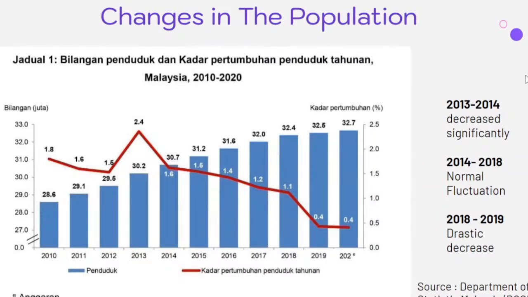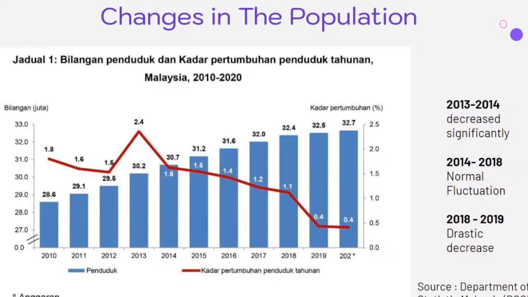Now I will continue to explain about the change in the Malaysian population from 2010 to 2020. In 2010 to 2012, there was a decrease in the population growth rate from 1.8% to 1.5%. In 2013, there was an increase in the population growth rate from 1.5% to 2.4%. This increase was due to the decrease in the birth rate of population from 70.8% in 2012 to 60.7% in 2013.